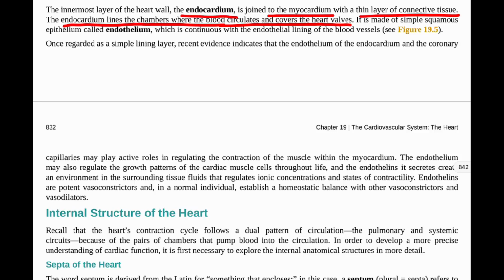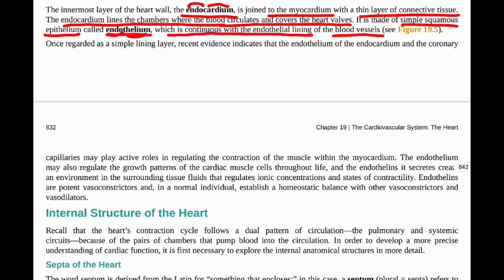All right, so endo meaning within or inside. So endocardium, our layer of tissue, is within the heart. Within the heart is endocardium, and then the cells, endothelium, which is continuous with the endothelial lining of the blood vessels. So we also have this lining on the inside of our blood vessels, which we'll look at in the next chapter, but we have a lining in the blood vessels, and that's a continuation of that lining that goes throughout the heart.